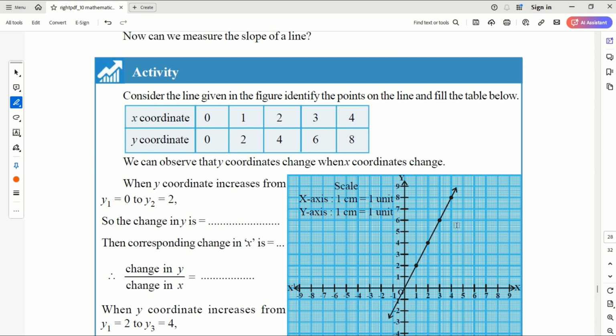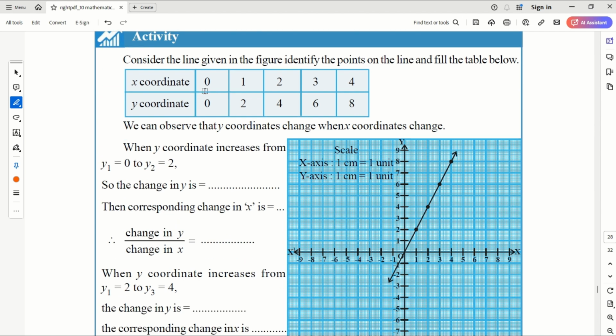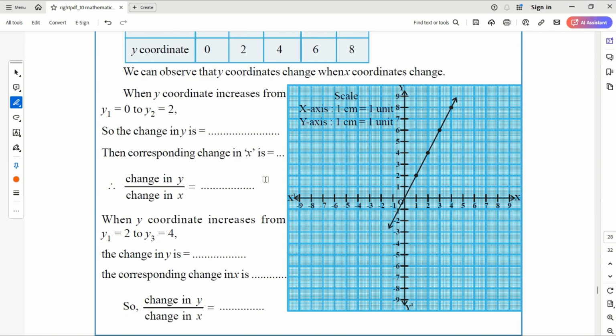This is the given line. And these are the coordinates which we have drawn for x equal to 0, 1, 2, 3, 4 and y is this one. For every change in y, that means if you take here 2 minus 0, 2, divided by change in x, 1 minus 0, which is 1. So 2 by 1, basically, right? 2 by 1 is 2.